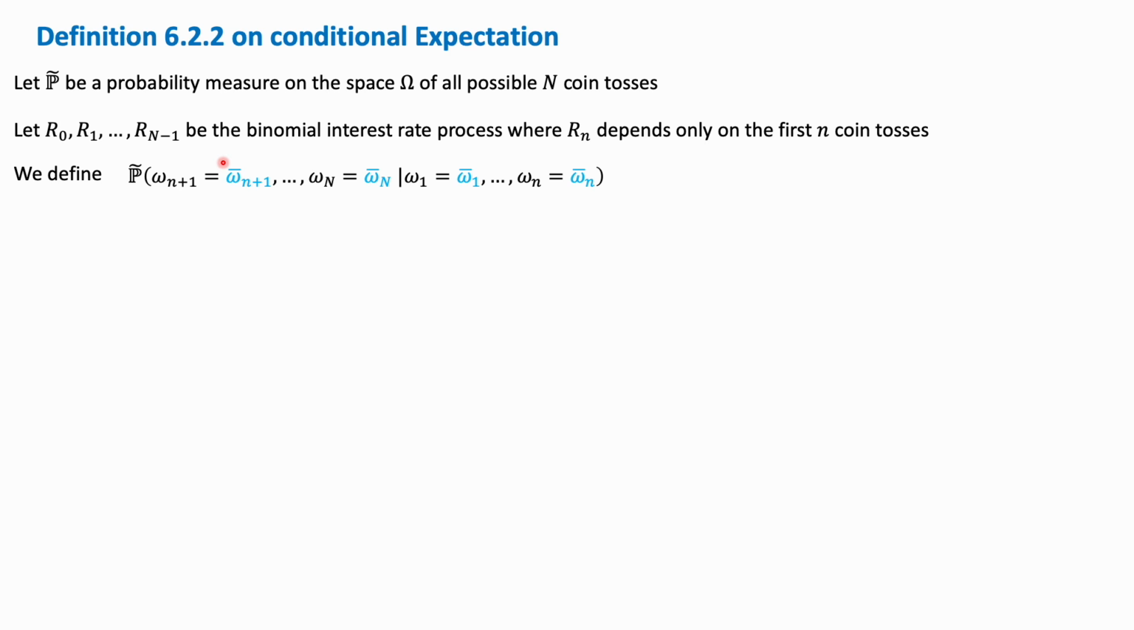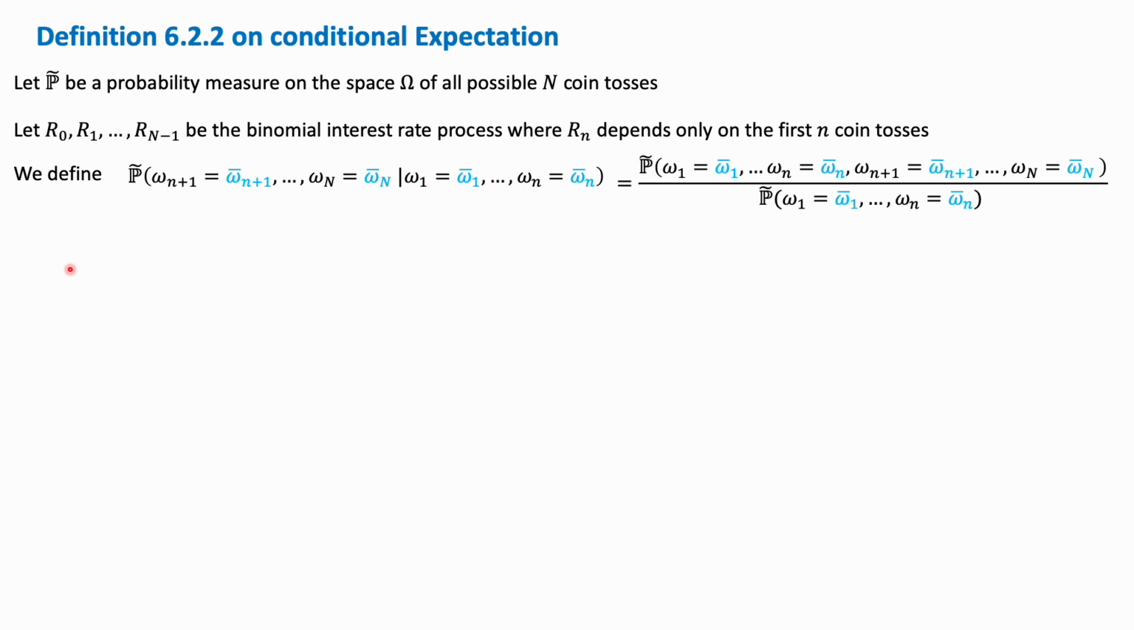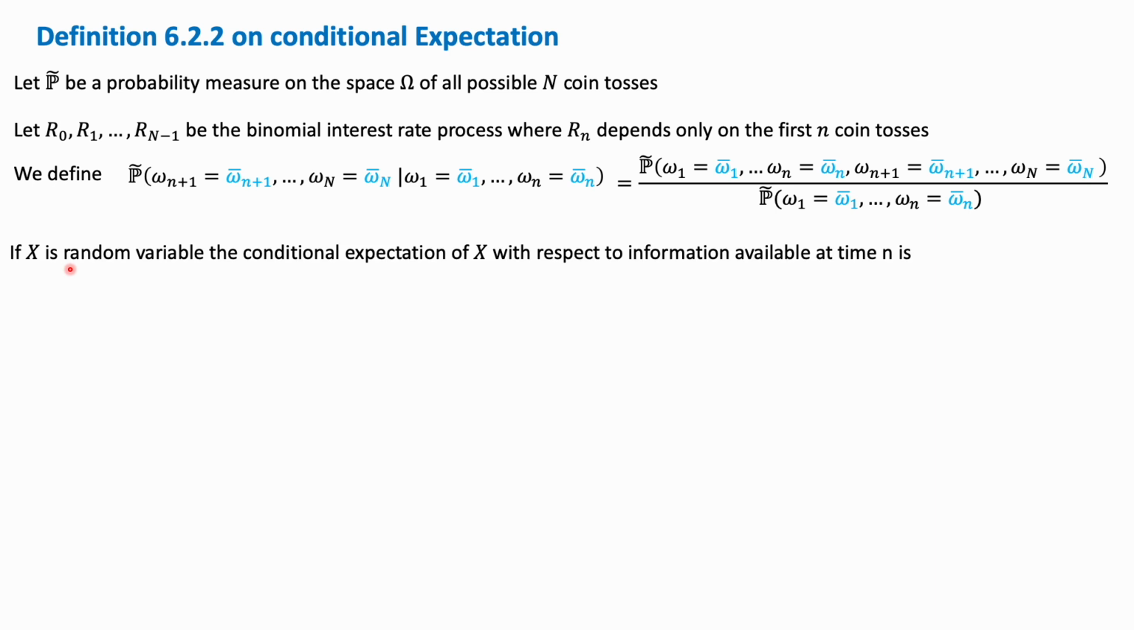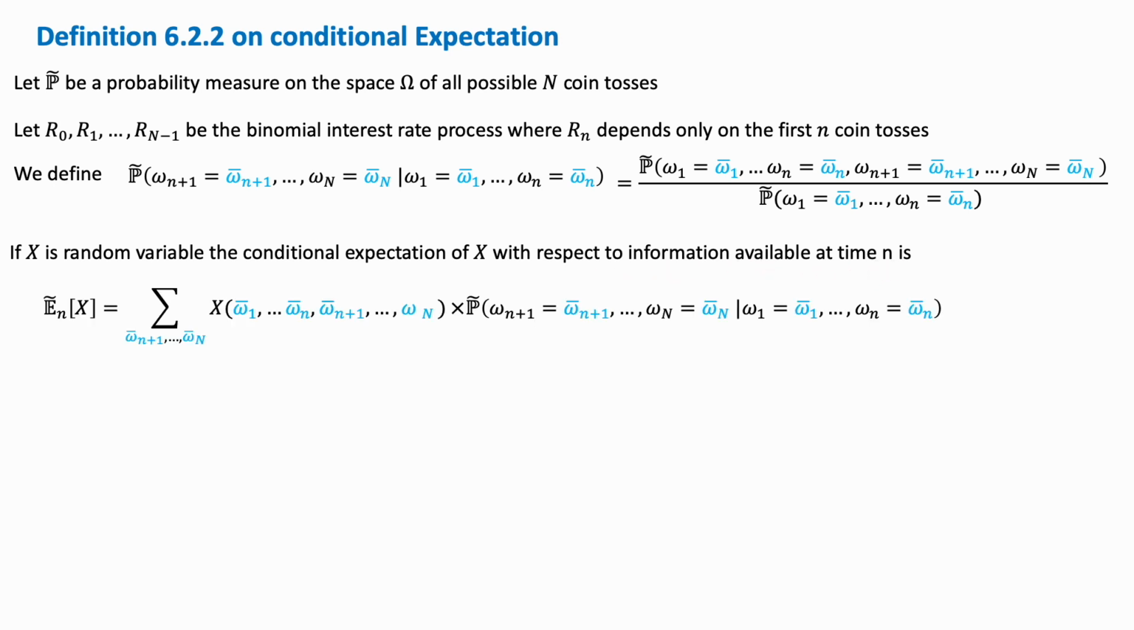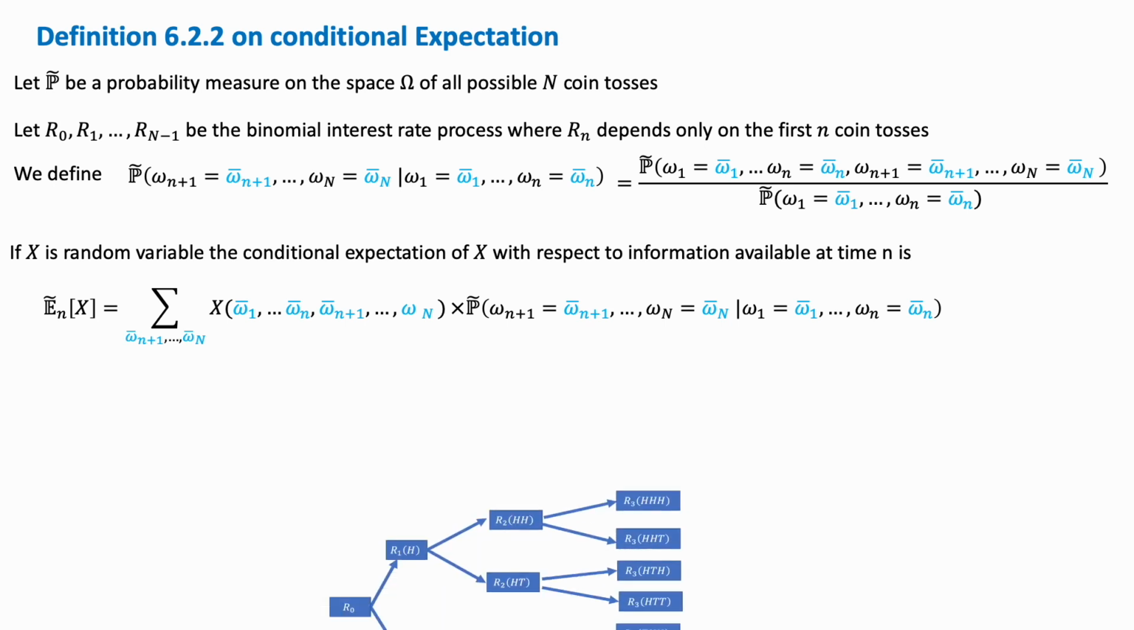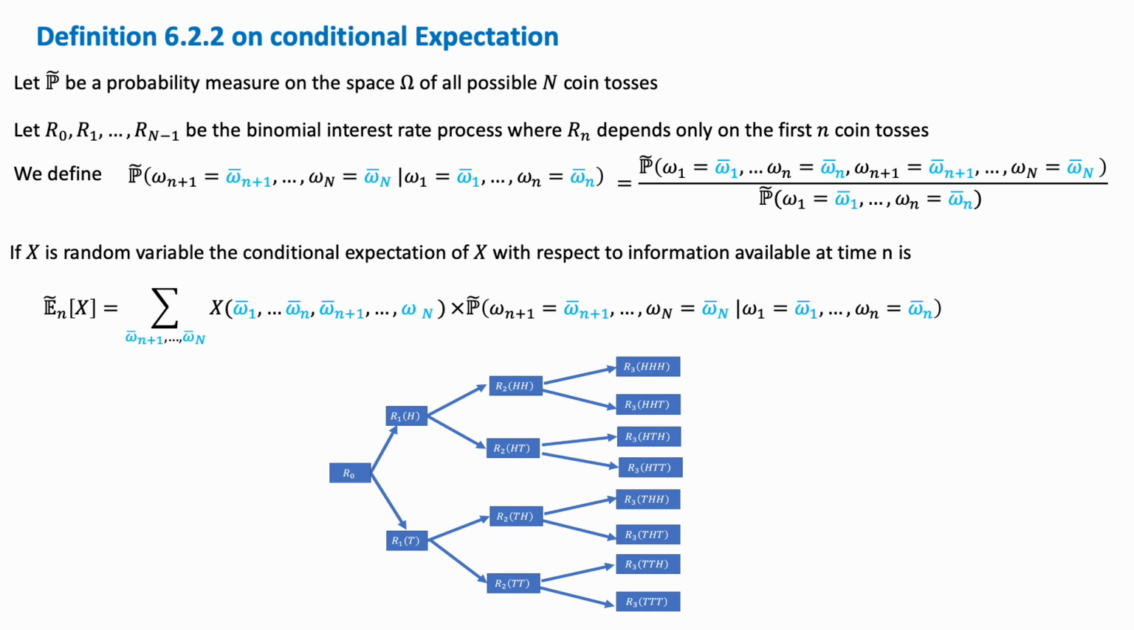So this is just the probability of A and B divided by the probability of B, right? And that's what this definition is telling us here exactly. So if X is a random variable, then the conditional expectation of X with respect to information that's available at time n is just given by this expression. Let me give a quick example to see if we can understand it a little bit better.